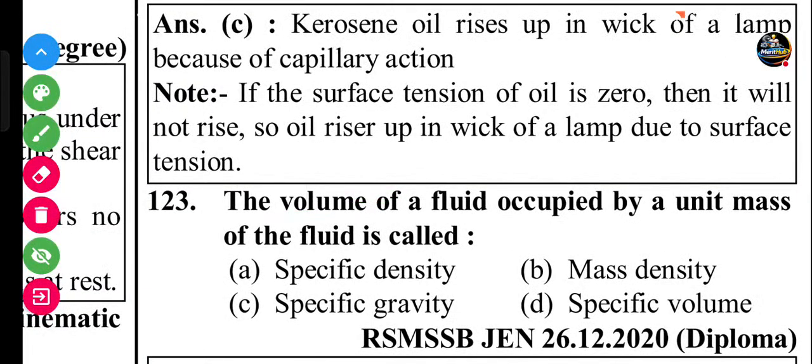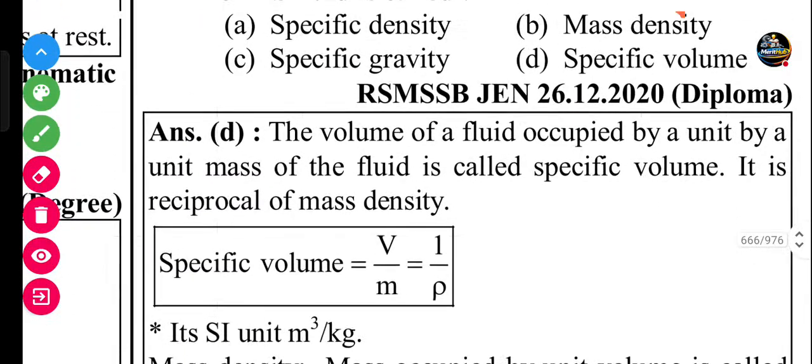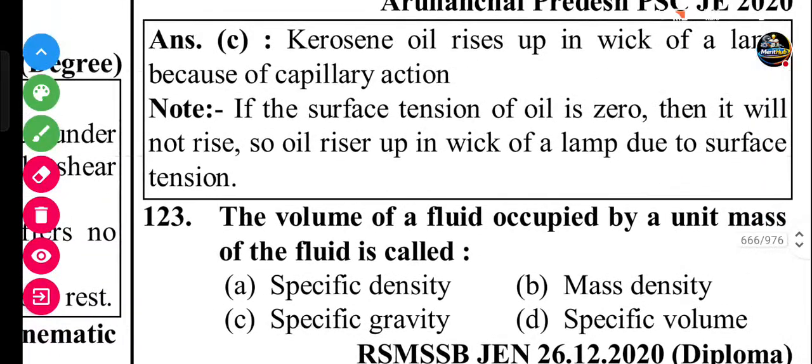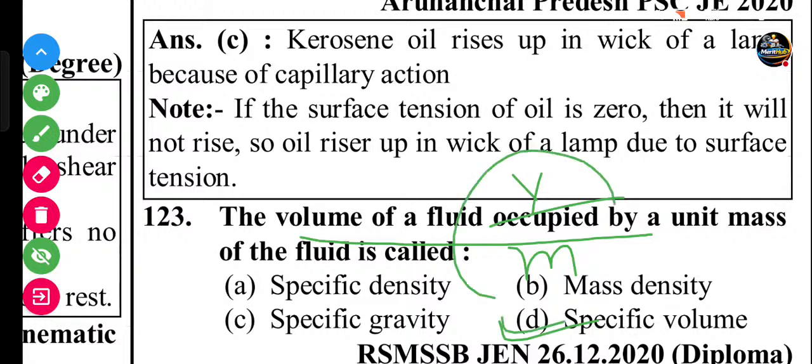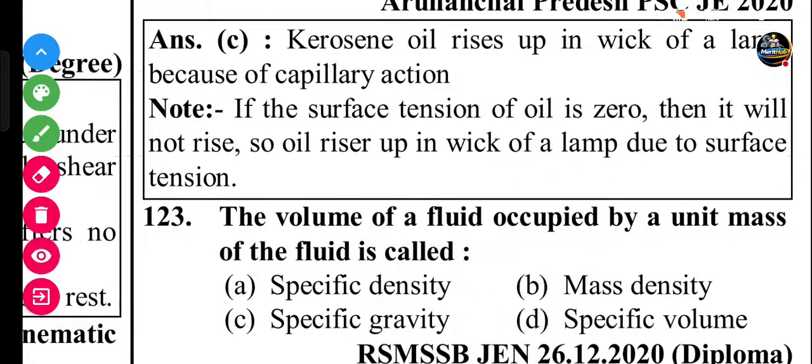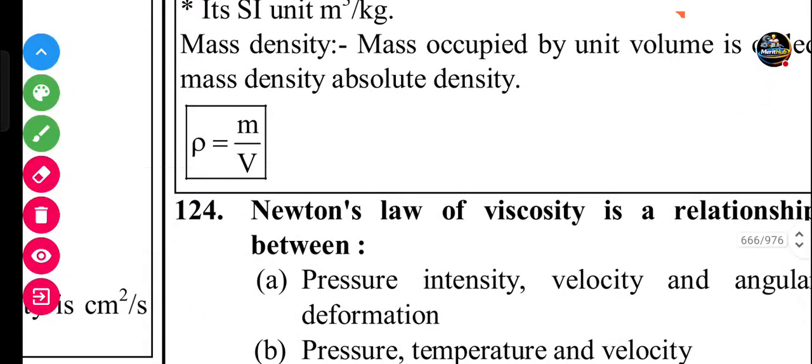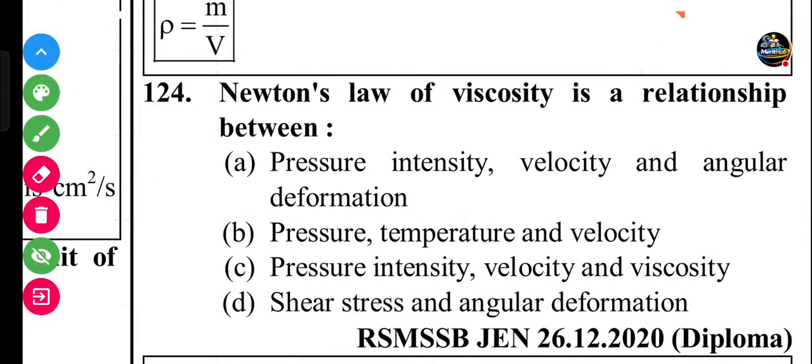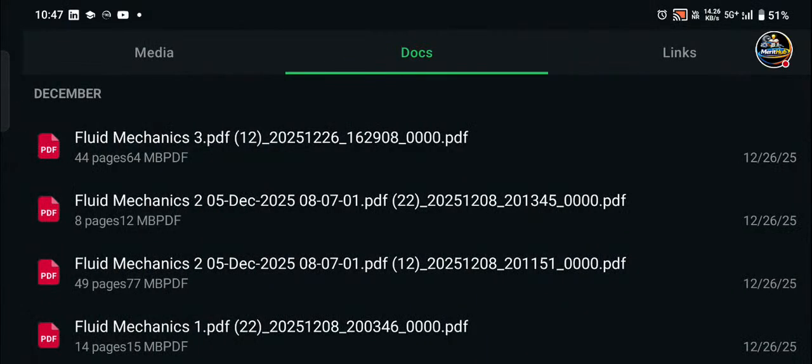Question number 123. The volume of a fluid occupied by a unit mass of the fluid is called mass density. Sorry, the given is the volume of the fluid occupied by mass, that is, volume per unit mass. This is the specific volume, and the density is the mass per unit volume. Newton's law of viscosity is a relationship between the pressure intensity and viscosity.